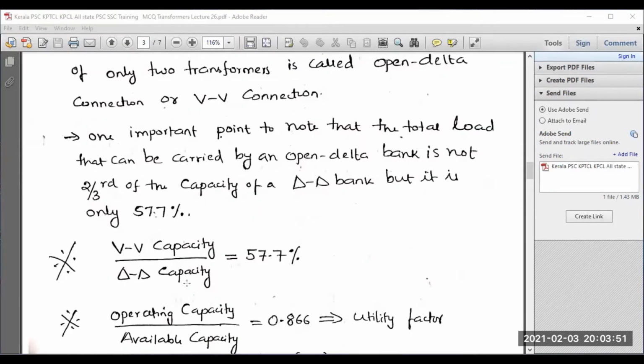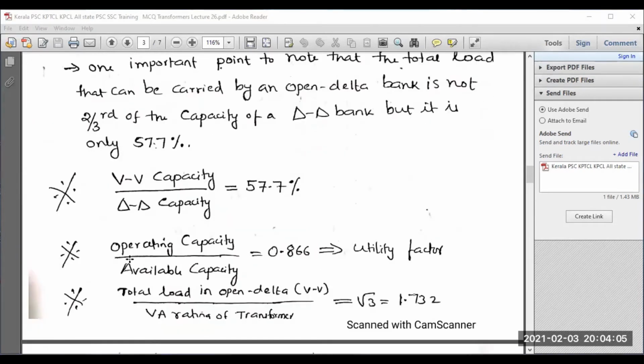If you know the mathematical expression, you can directly answer that particular question which I have given in the question paper, the second question. VV capacity by delta-delta capacity is nothing but 57.7%. Very, very important. Please note down. The second thing is the ratio of operating capacity to the available capacity, equal to 86.6%, or you can call it 0.866. This is also known as the utility factor.